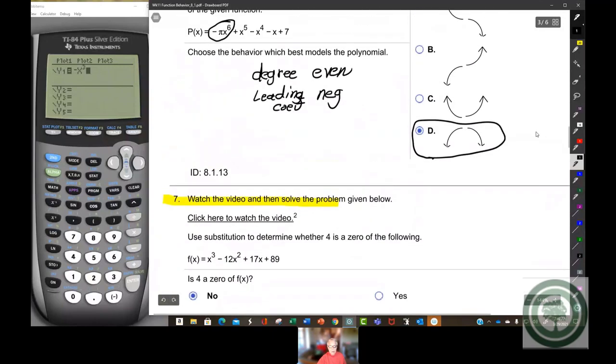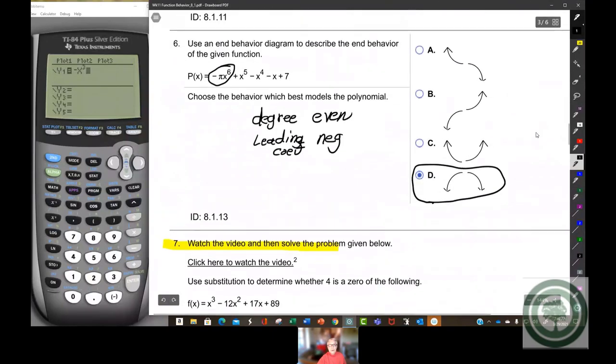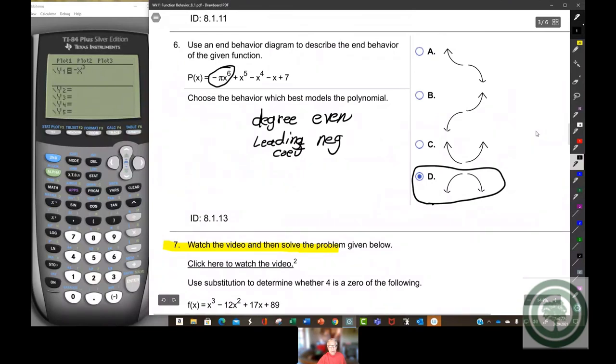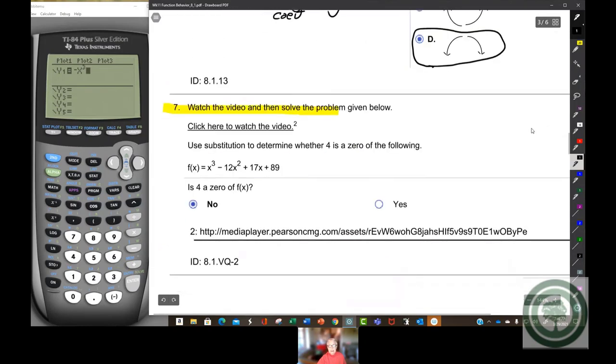Now, finally, we're going to answer the question, what is a zero? We've already worked with it, and so you might have a seat of your pants understanding of what a zero of a function is. But now we're going to look at exactly what a zero of a function is. A zero of a function makes this equal zero.